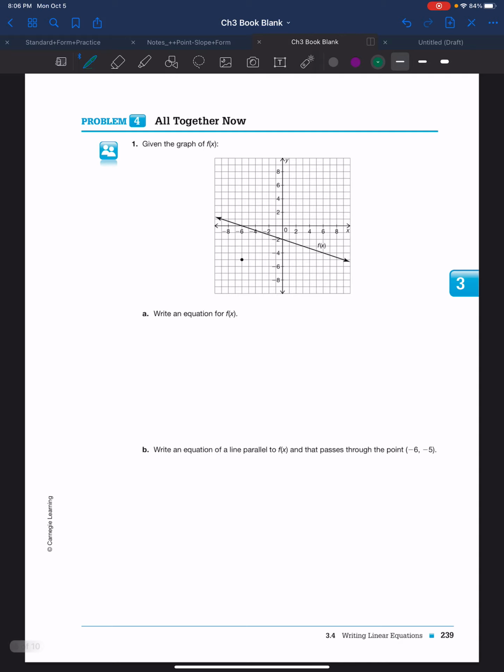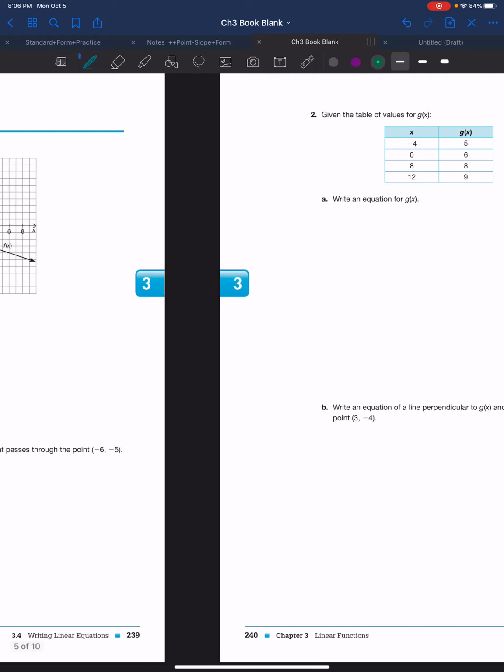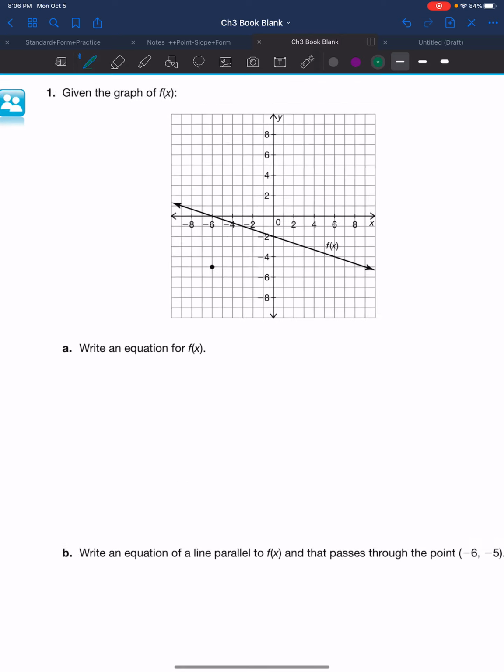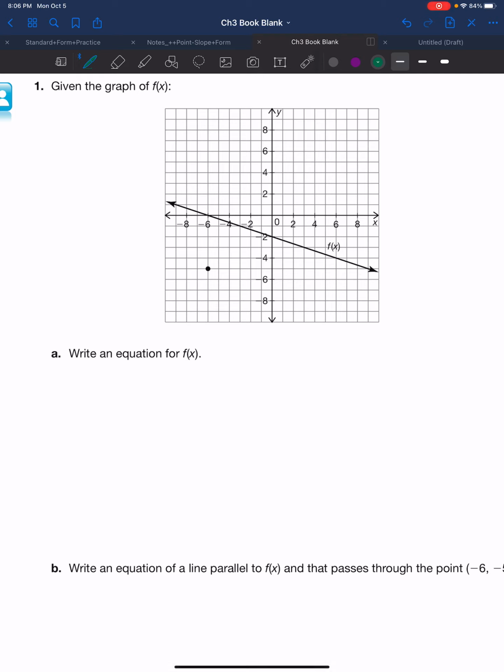So here we have a couple examples that we're going to work through before we're done for today. They give us a line and a point on this graph. And first, we're going to write the equation for f of x. So when we write equations from graphs, I like to start by identifying my y-intercept, because I know I'm going to write this in y equals mx plus b form.